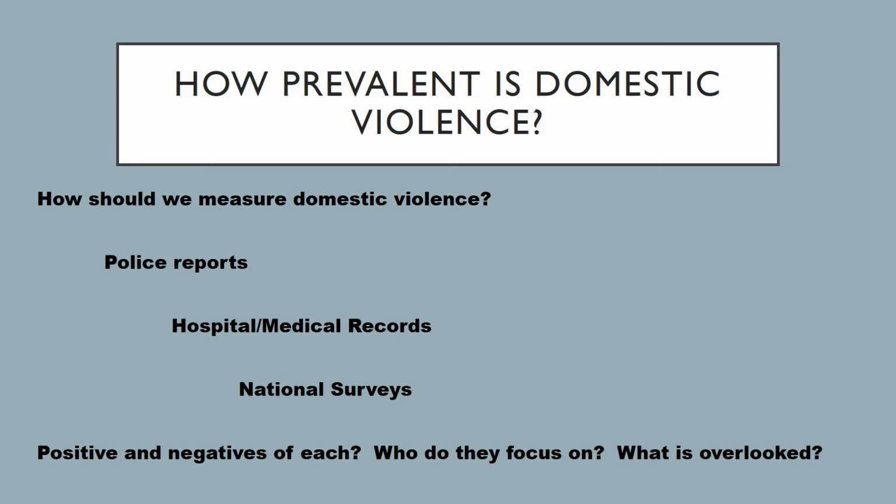Similar thing with hospital and medical records, right? First of all, the victim has to seek treatment. And when they seek treatment, there has to be a disclosure of the source of the injury. And then from the hospital's point of view, it has to be identified as being categorized as domestic or intimate partner violence.